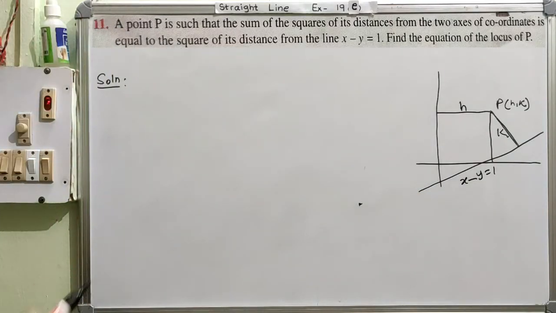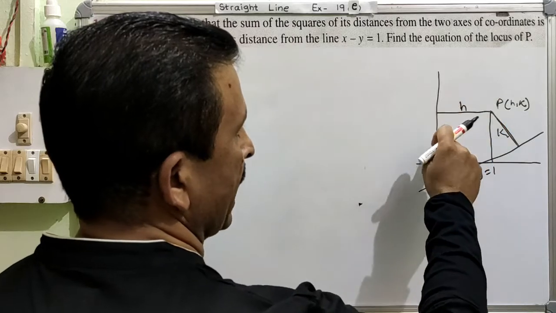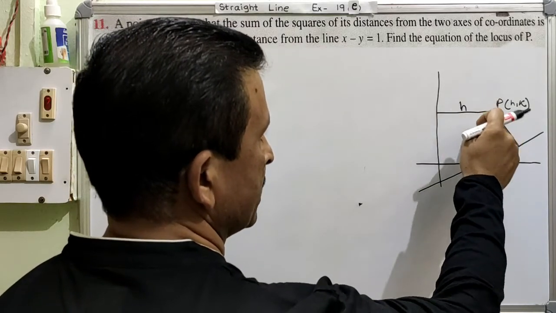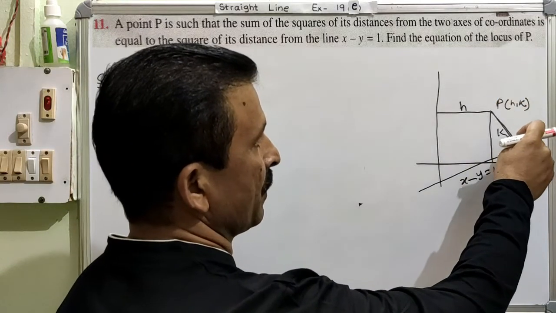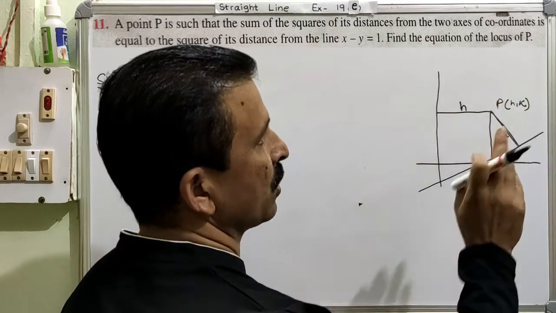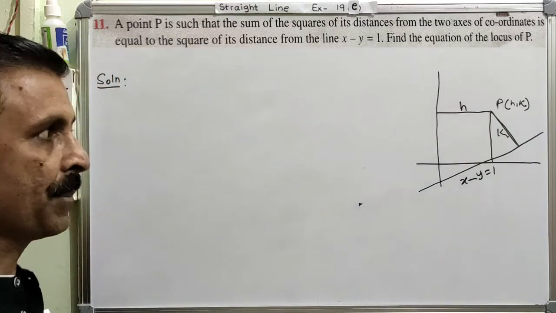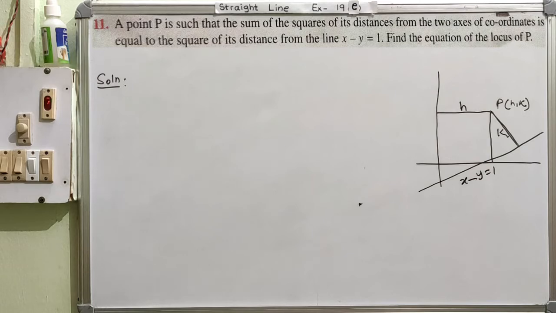Now I will read the question and you can connect it with the diagram. Point P. Can you see the point P? Point P is such that the sum of the square of its distances from the two axes, that is the sum of these two squares, is equal to the square of its distance from the line x minus y is equal to 1. Is this alright? So now you might have understood the question. So with this we will try to solve now.